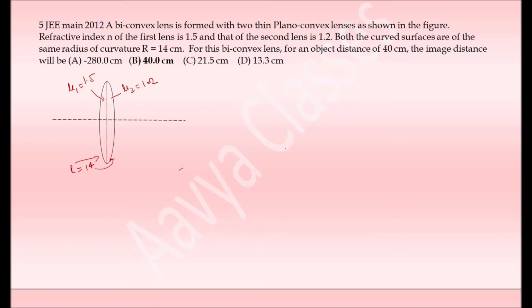Now the next problem is from JEE Mains 2012. A biconvex lens is formed with two thin plano-convex lenses as shown in the figure below. The refractive index of the first lens is 1.5 and that of the second lens is 1.2.